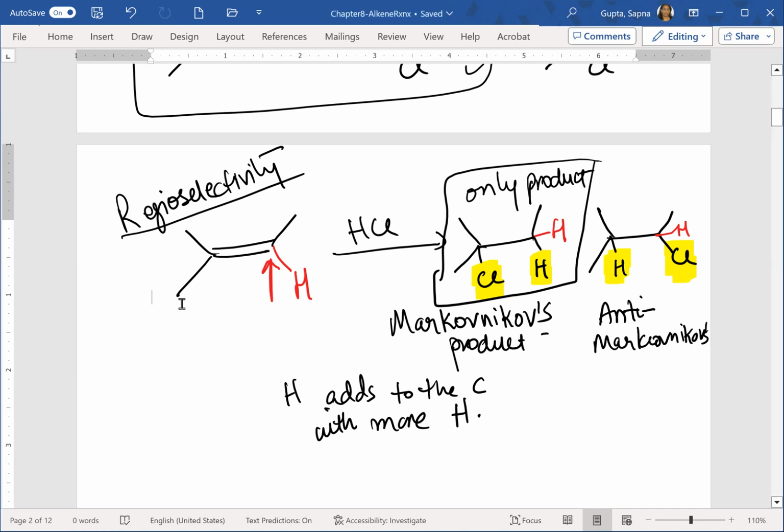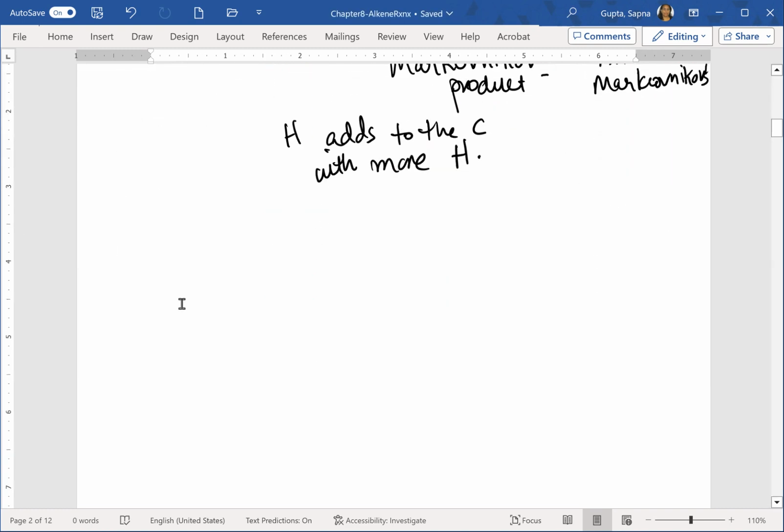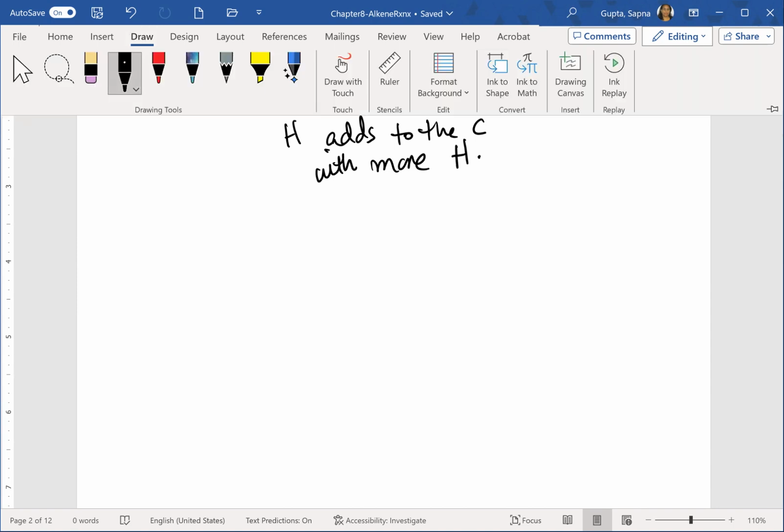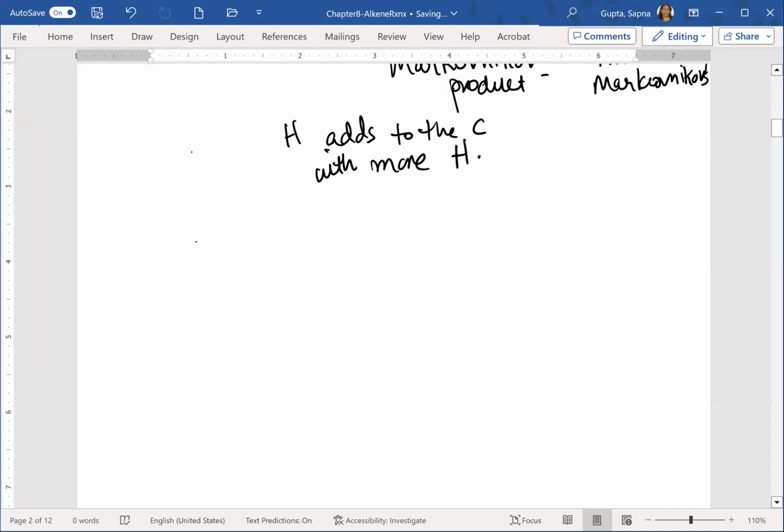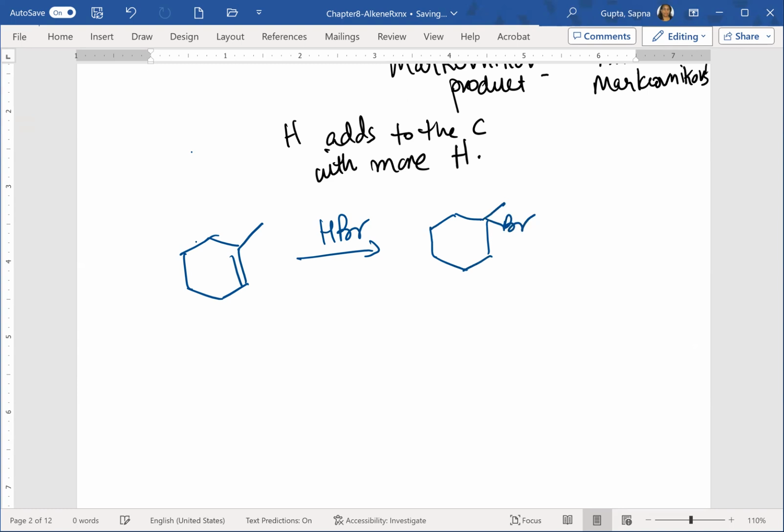So let me write another one so you kind of understand. And I'll choose the blue pen. I don't know if the black one is bothering you. It's bothering me a little bit. I think a blue pen is a little bit gentler. So if you have something like this, and I ask you to write what is the product I'm going to get, this is the only product you will get.